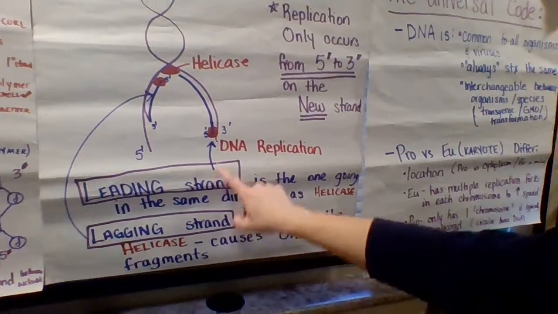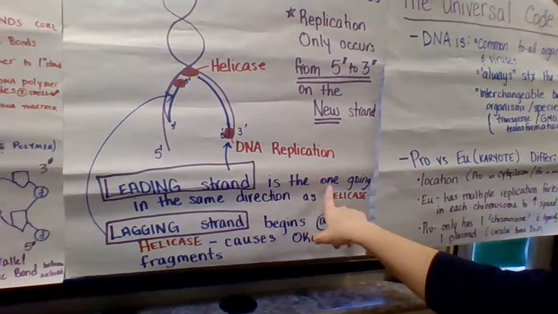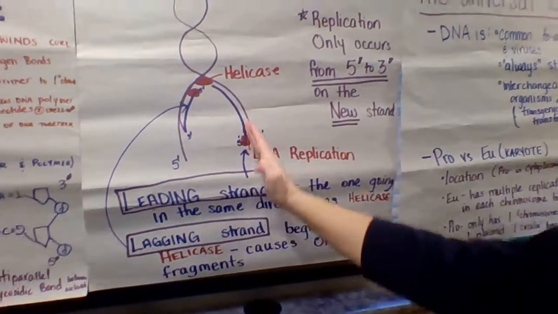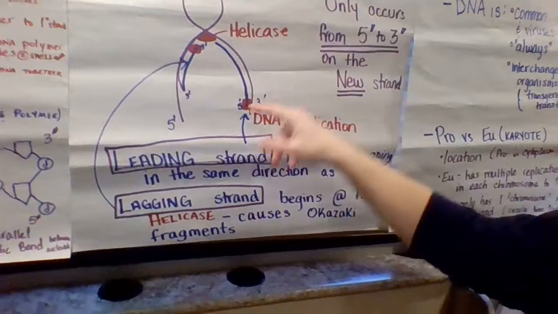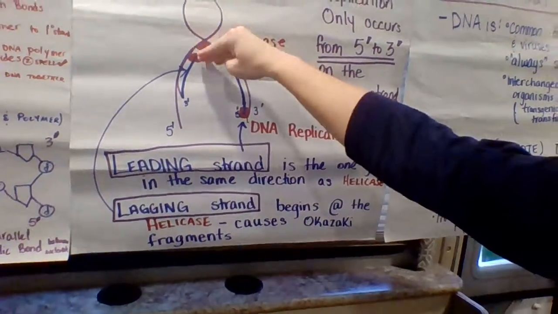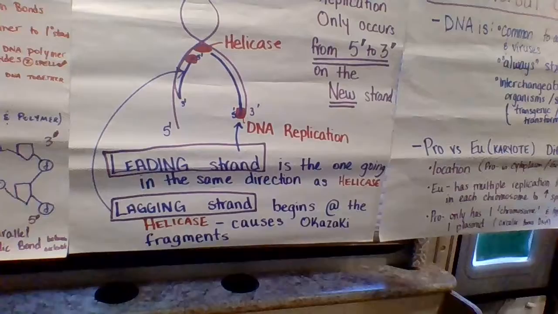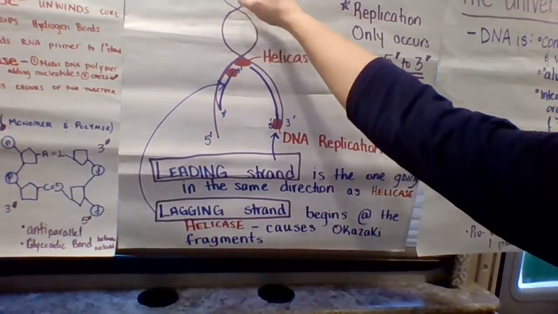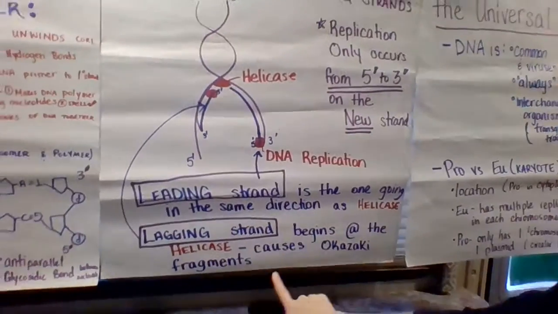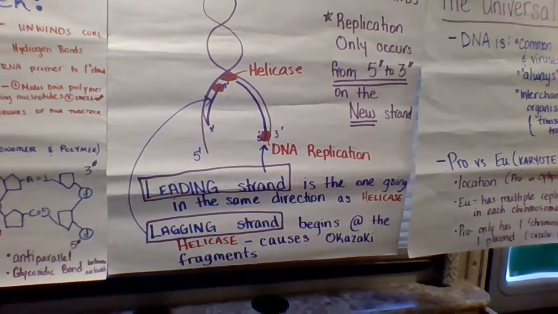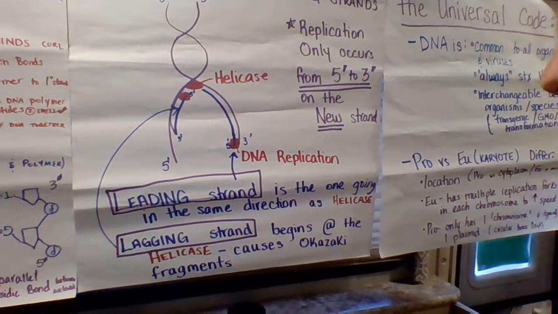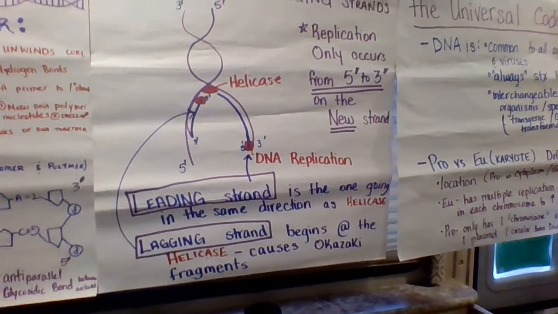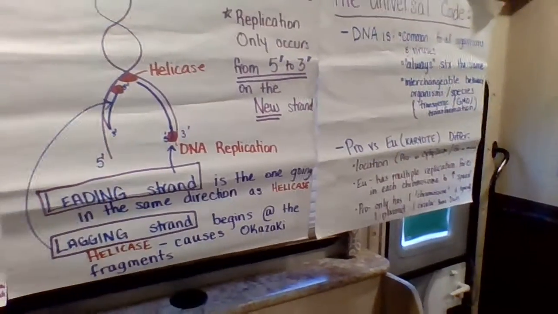The leading strand, this one, is the one going in the same direction as the helicase. So it is moving with the helicase, so it's going to make a long strand. The lagging strand begins at the helicase and goes in the opposite direction. And that's going to cause chunks, because as the helicase goes up, it's going to make another chunk, and then it's going to move further, and it's going to make another chunk. And of course, we call these chunks Okazaki fragments in honor of the husband and wife team that discovered them. And these are going to be bonded later with a ligase to sum everything up.